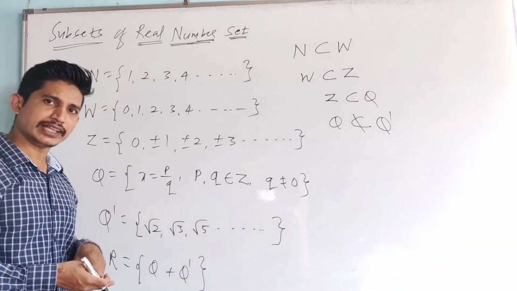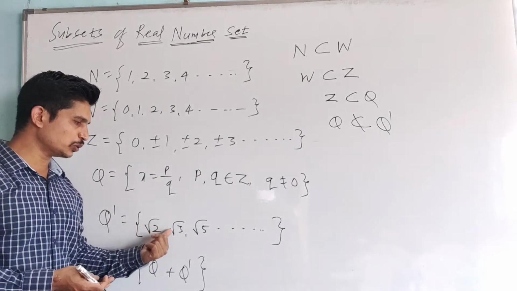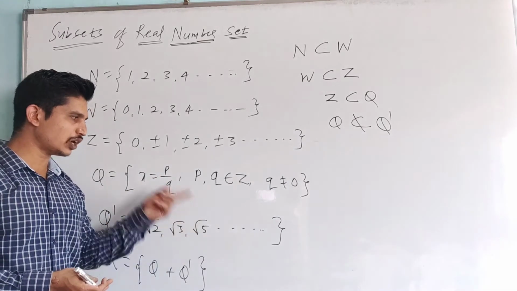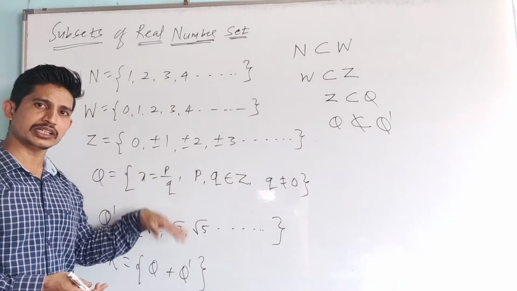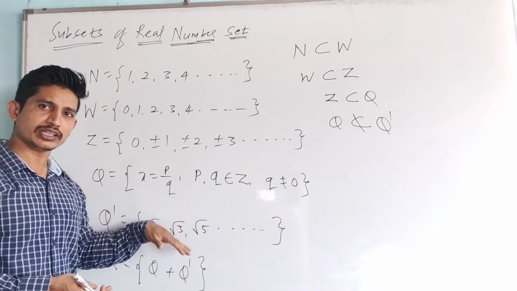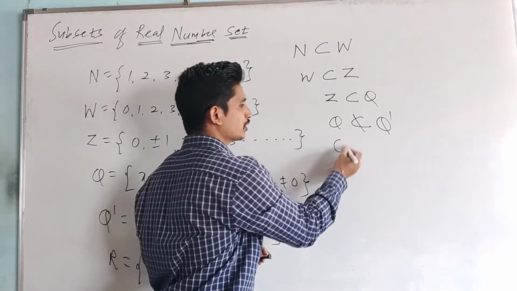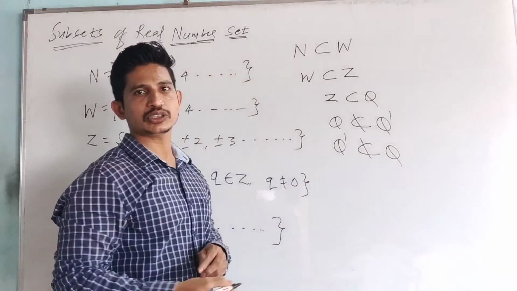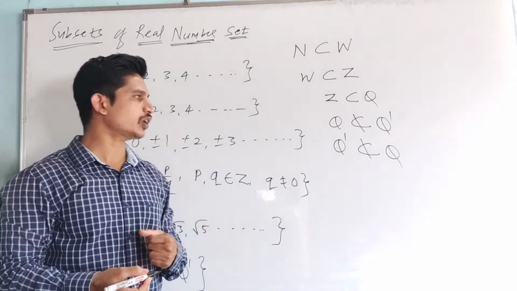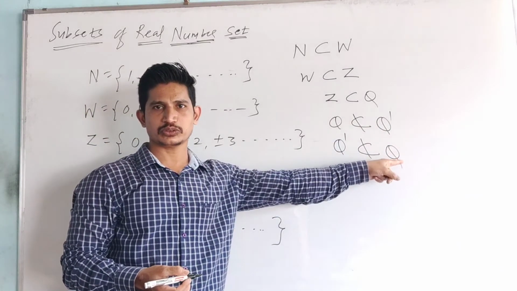Is Q dash a subset of Q? No, because root 2, root 3, root 5 are not here. All these numbers are not here. Both are totally different, both are complementary. That's why Q dash is also not a subset of Q, because elements of Q dash are not present in Q.